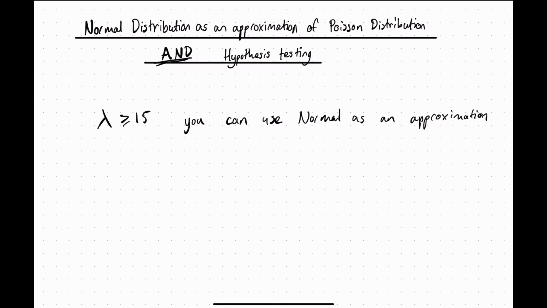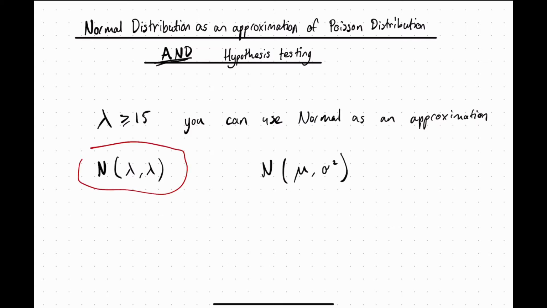That means when we are approximating, we're using a normal distribution of lambda, lambda. Because your normal distribution is normally mu, variance, but because variance and the mean are equivalent, they're the same value, so it's lambda, lambda. That's when we are using this.